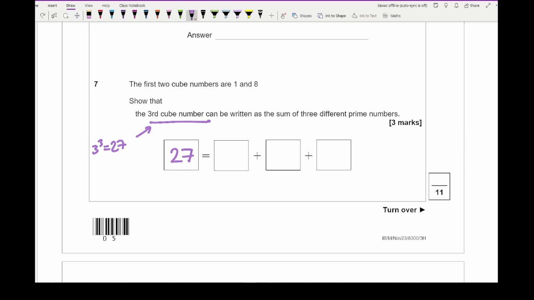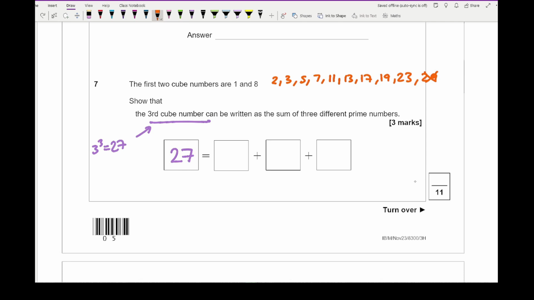Now for the remaining 3 boxes, what we need to do is just find 3 prime numbers that add together to equal 27. Now for this, I would always encourage my students to write down the prime numbers. So 2, 3, 5, 7, 11, 13, 17, 19, 23 and 29, but we don't need to use 29 because we're looking for three numbers that add together.